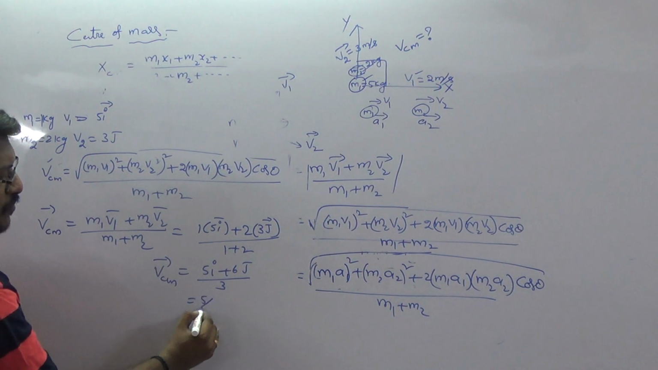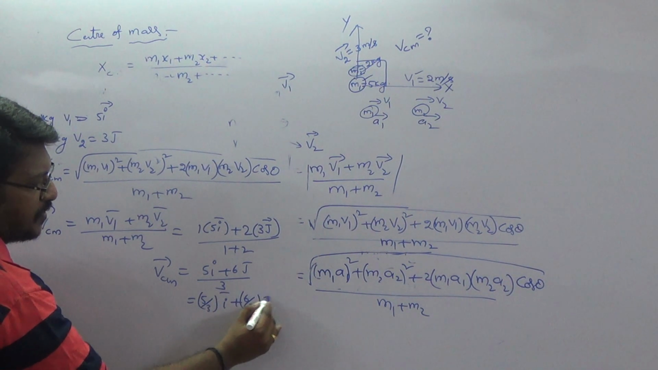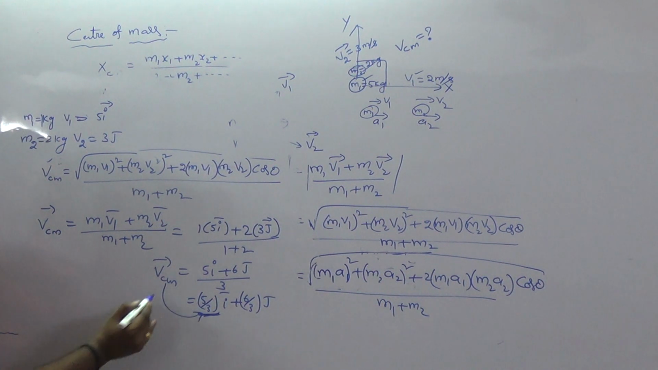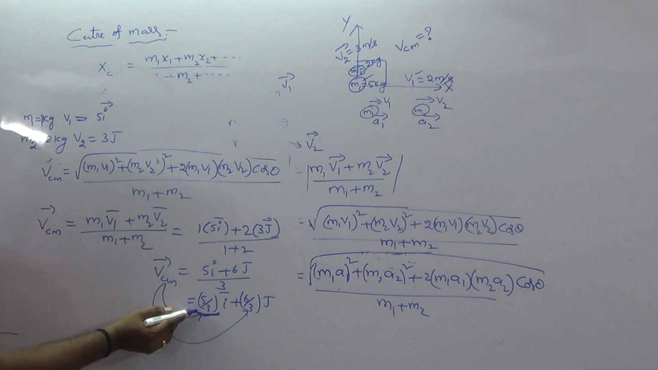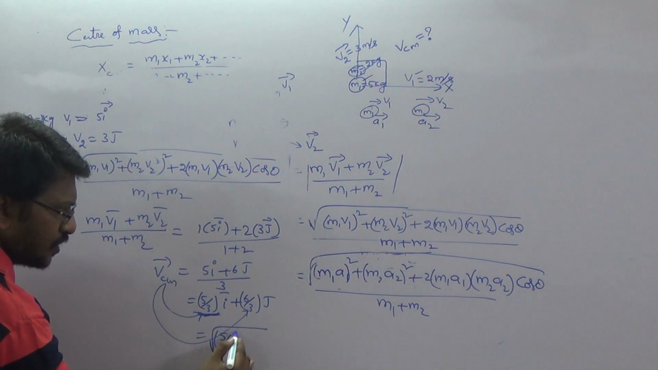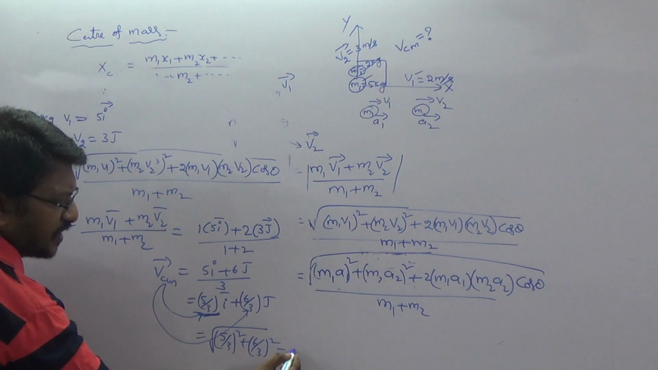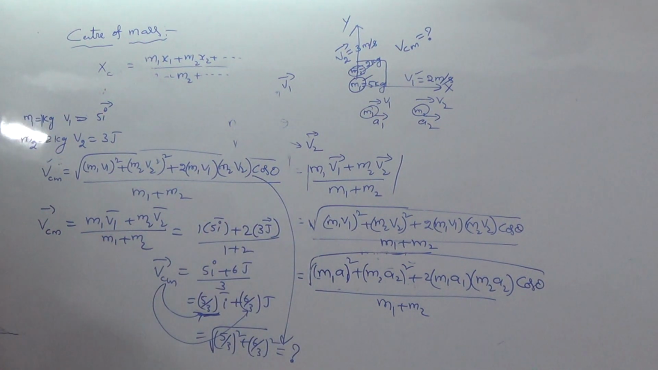That is 5 by 3 i bar plus 6 by 3 j bar. So the x coordinate of the velocity of center of mass is 5 by 3, and the y coordinate is 6 by 3. That is the velocity of center of mass in vector form. The magnitude is under root of 5 by 3 whole square plus 6 by 3 whole square. It gets some value, and this value must be equal to the earlier value. Both are the same, as you wish. That is the velocity of center of mass.